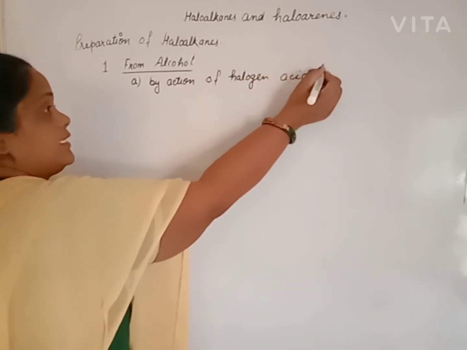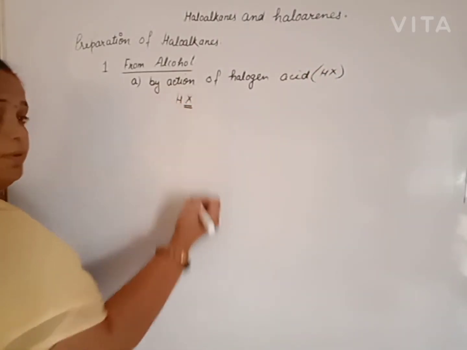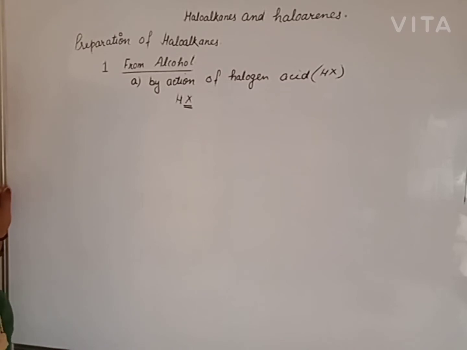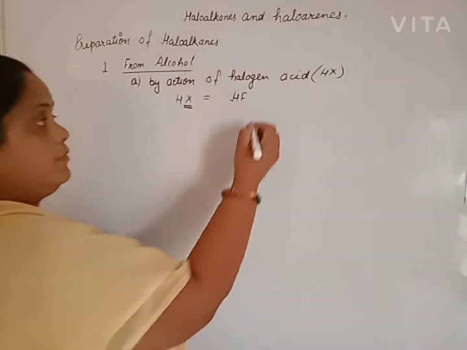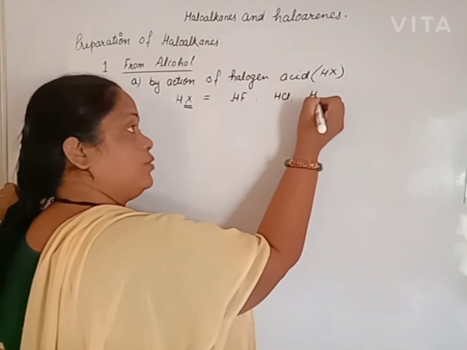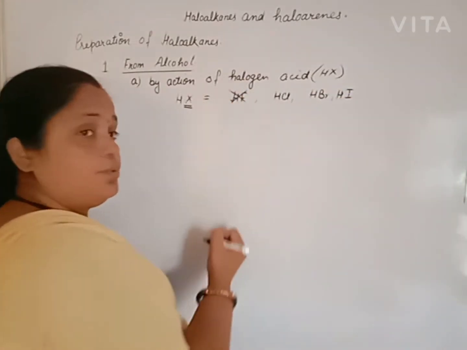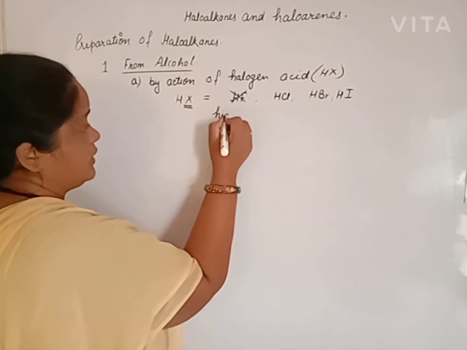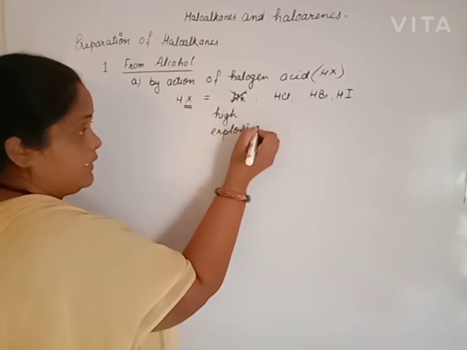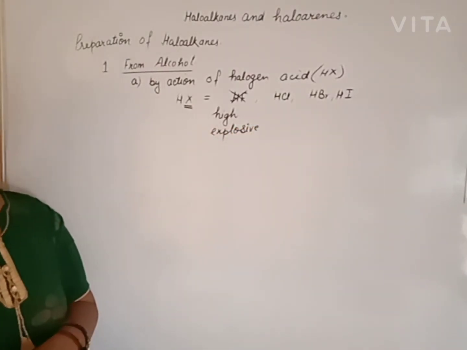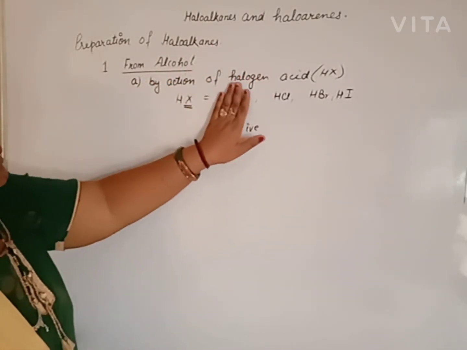These halogen acids are generally represented by HX. X is variable, maybe fluorine, chlorine, bromine or iodine. So our halogen acids are hydrofluoric acid, hydrochloric acid, hydrobromic acid and hydroiodic acid. Hydrogen fluoride is not used because it is highly corrosive towards glass.